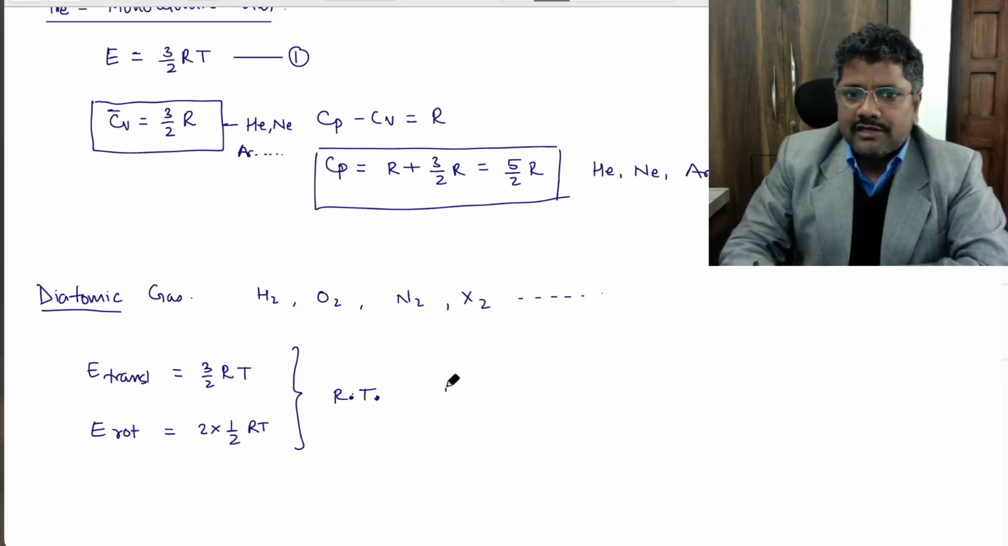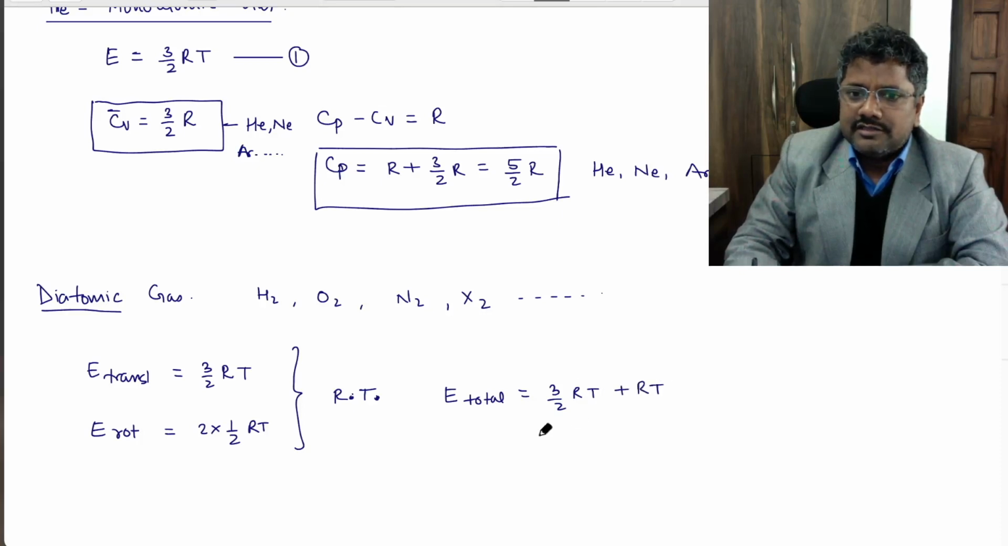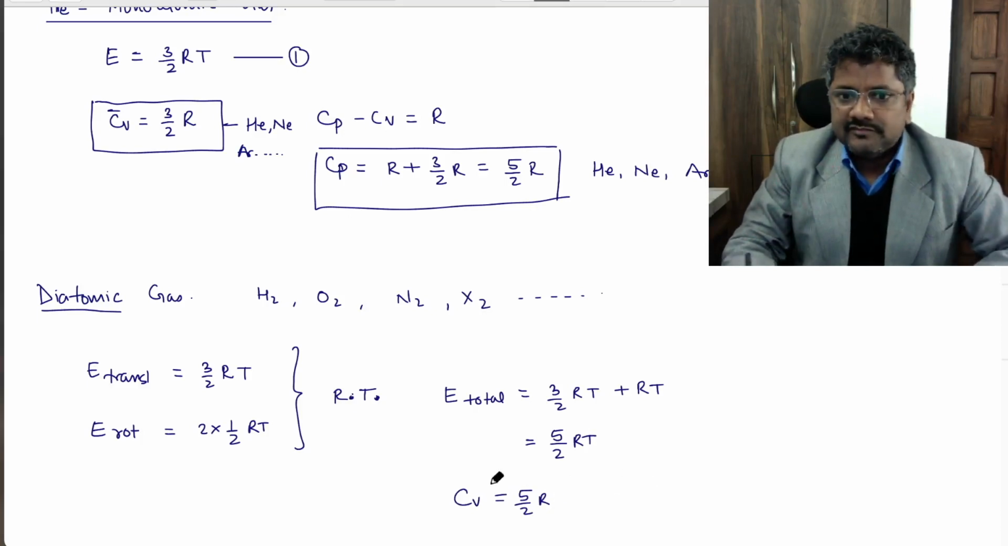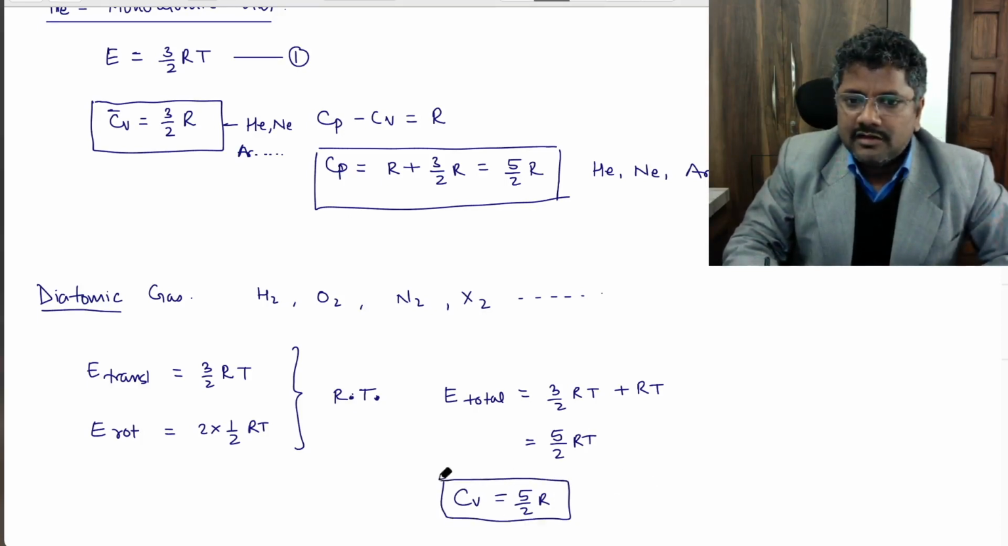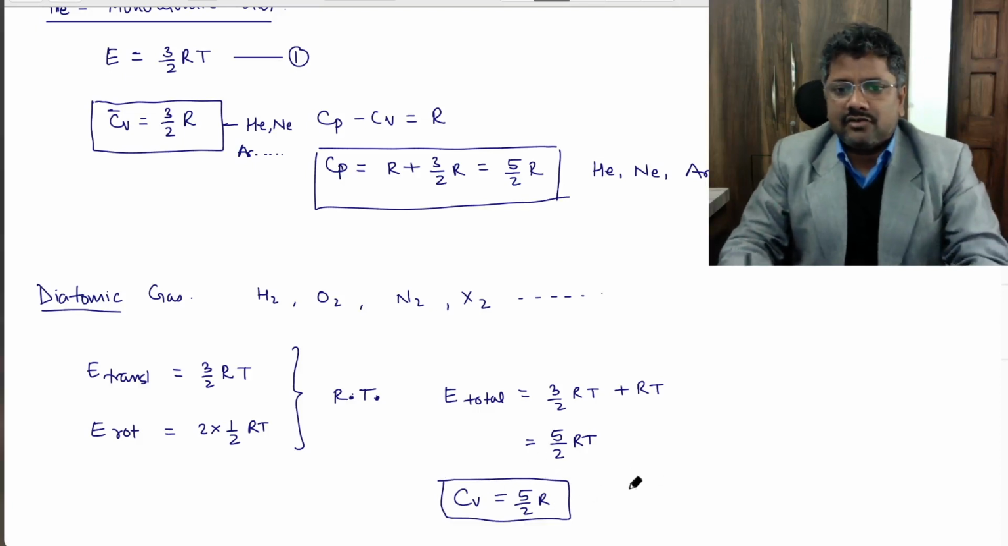energy, so the total energy is equal to 3 by 2 RT plus RT. So 3 by 2 RT plus RT, this is equal to 5 by 2 RT. So CV is equal to 5 by 2 R. So for diatomic gas, CV is equal to 5 by 2 R.